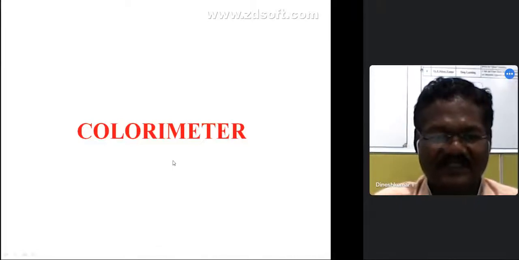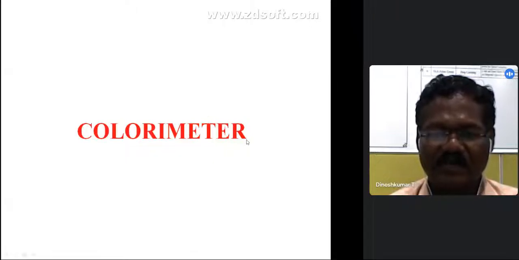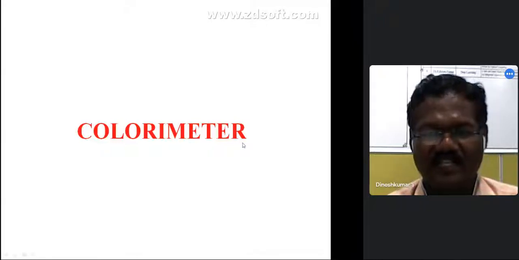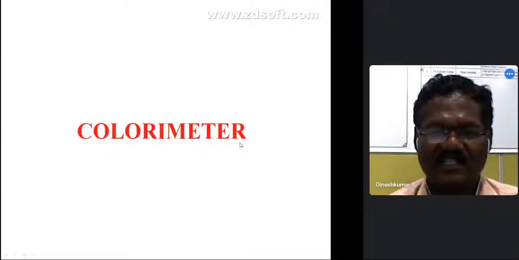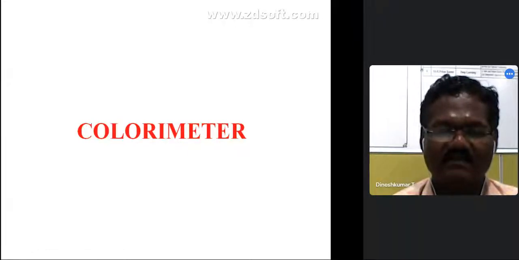Calorimeter, the topic for biomedical instrumentation, which will be available in Unit 5. Calorimeter. Okay, meter means we are going to measure something. There are many types of meters: analog meter, digital meter, ultrasound meter, or frequency meter, like that. Many other types are available. Meter generally means we are going to measure any type of variable.